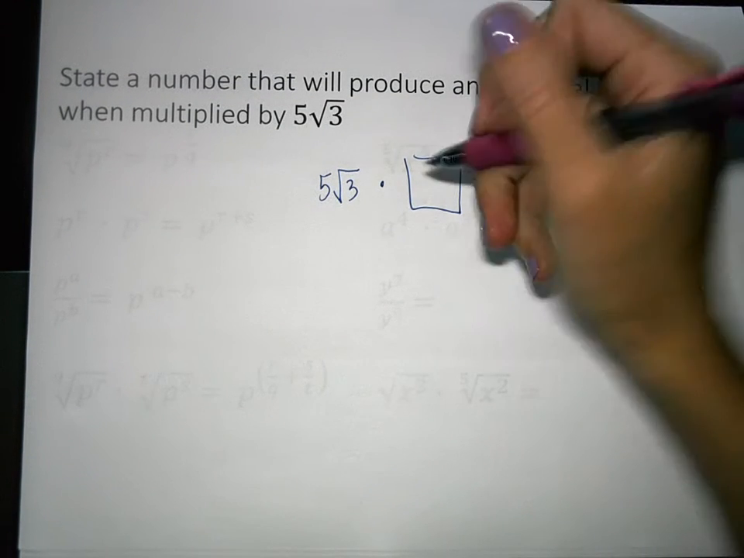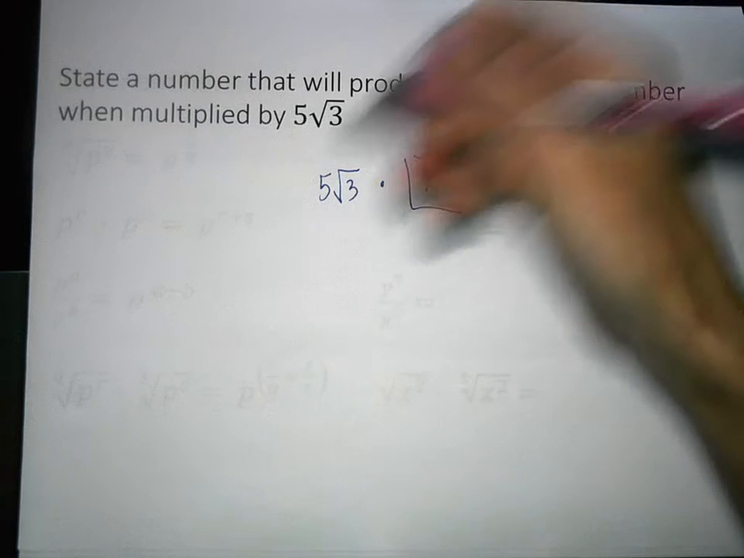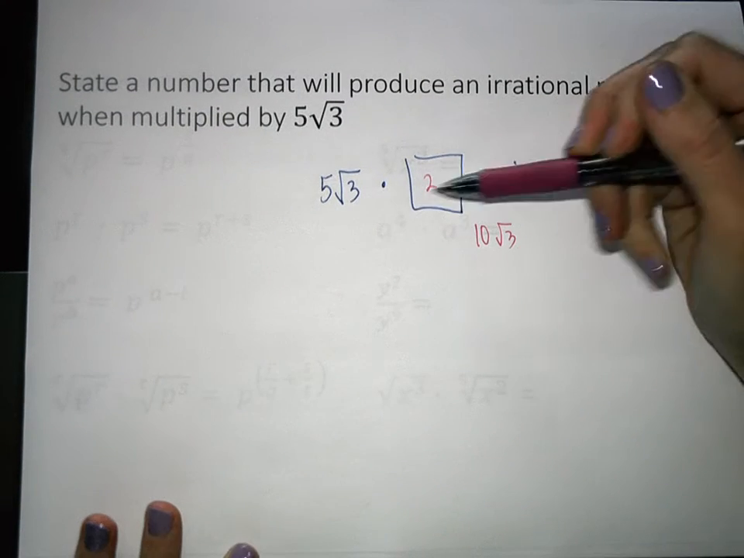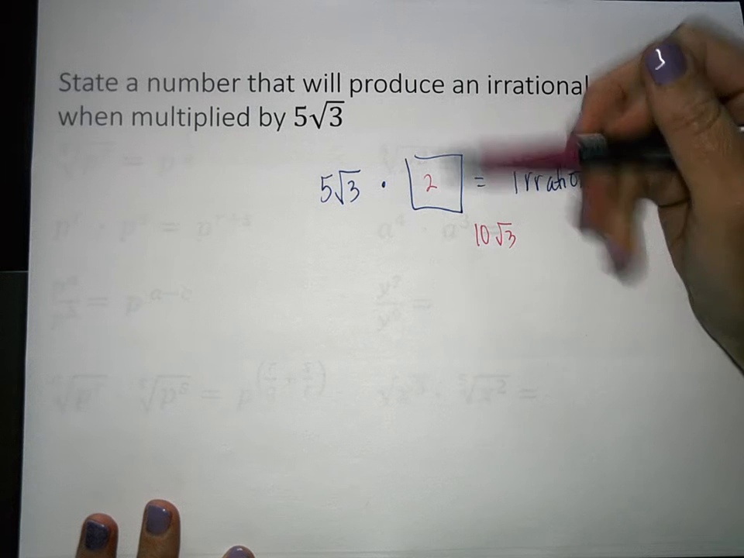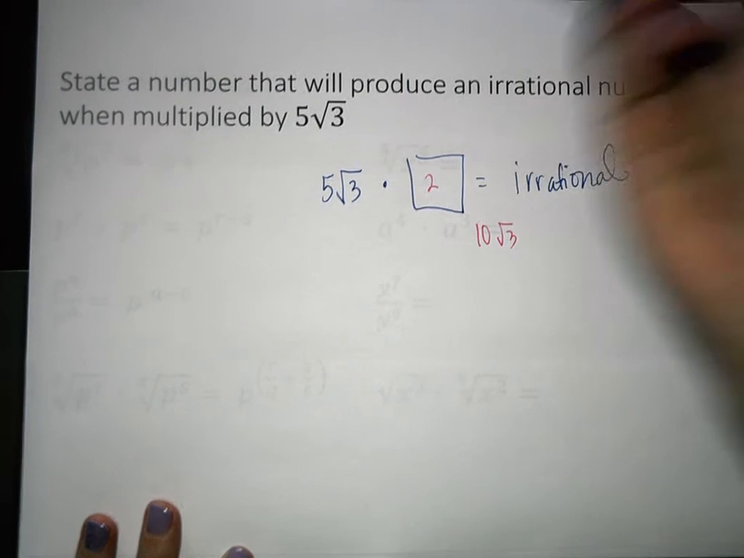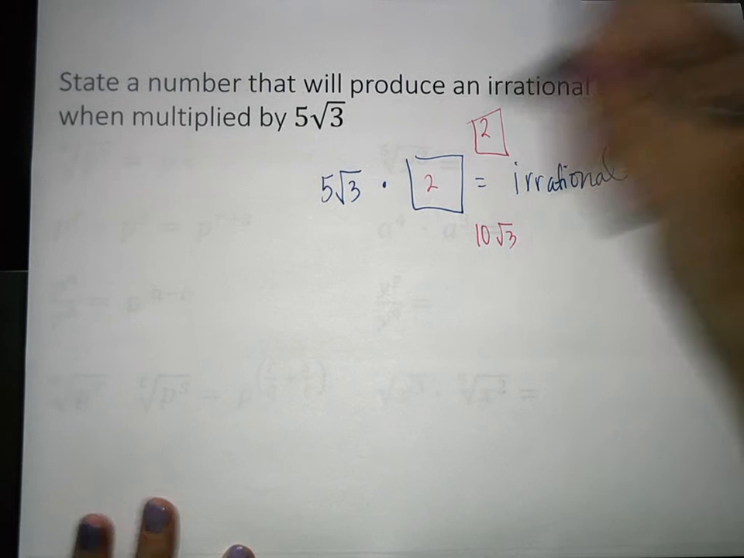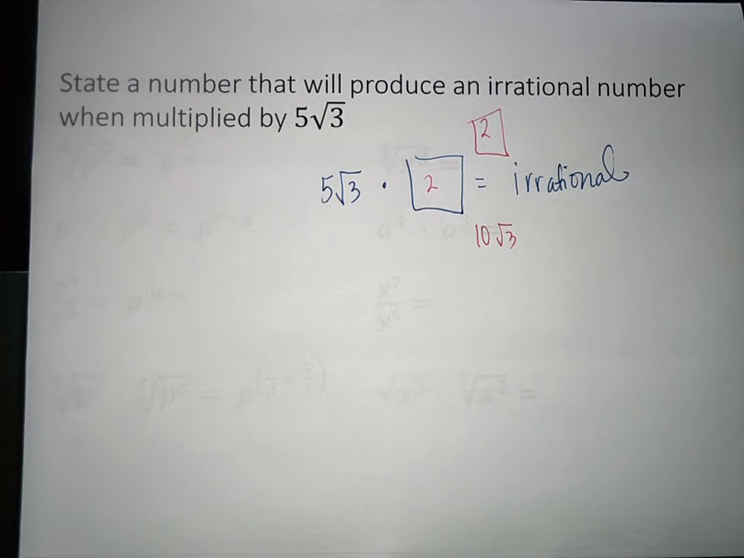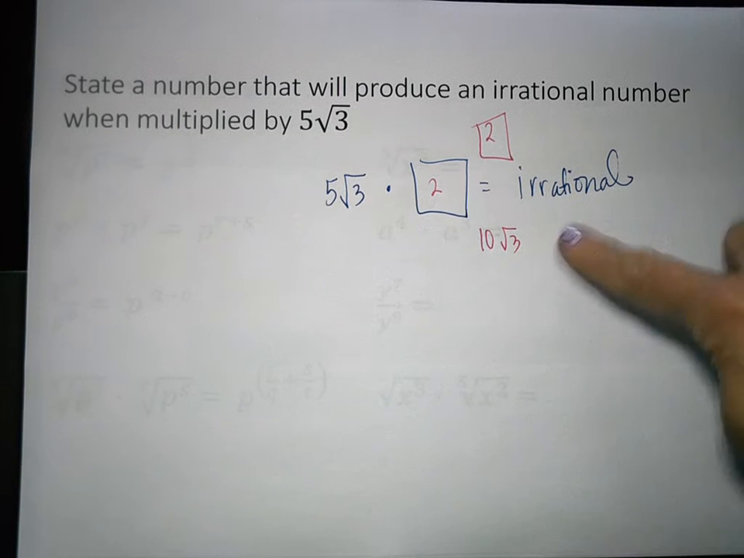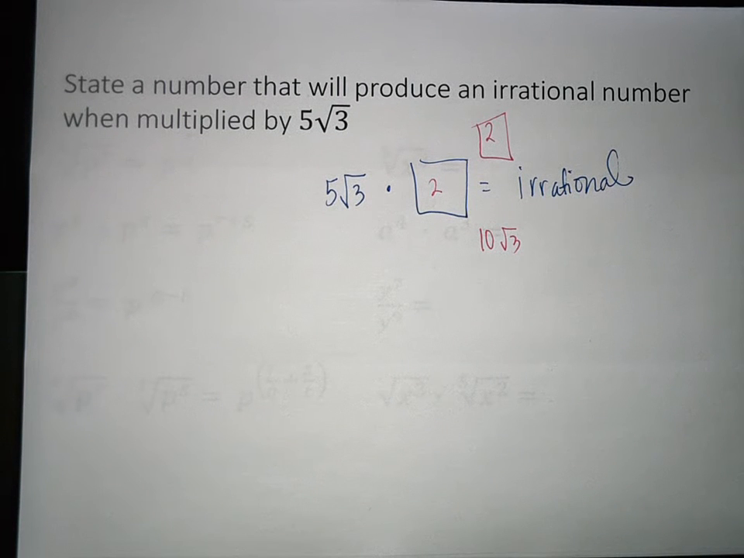You know, we could put 2 here. 5 times 2 makes 10√3. That's an irrational number. Any number here would work if it doesn't have a root. Okay? So I'm just going to say 2 is my answer for right now. But again, it could be any number that you plug in there. You just want to make sure that you have a root that doesn't simplify in your answer once you finish.